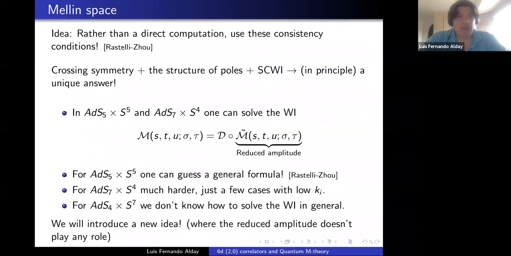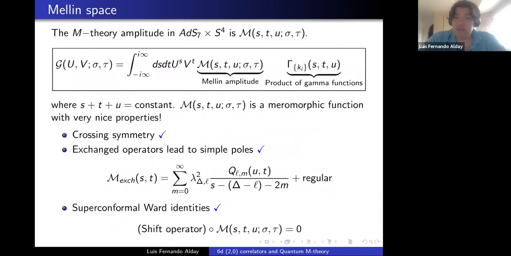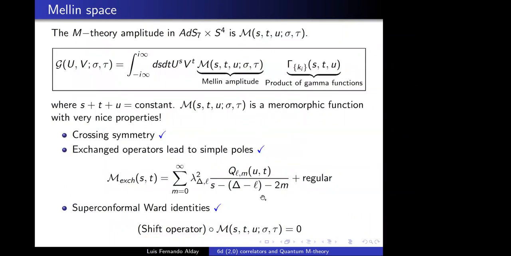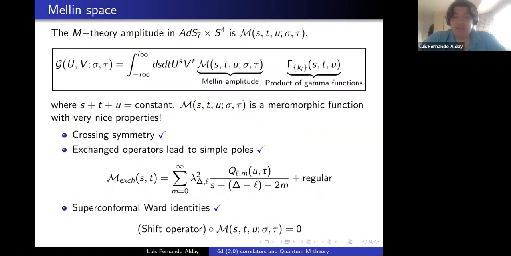Will the Ward identity effectively determine the sigma tau dependence? That's a very good question. I will answer that precisely in a bit. The quick answer is no, but it determines some of it. So let me answer you in the next slide. Thank you.